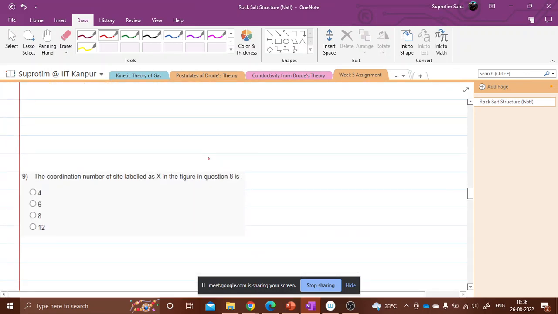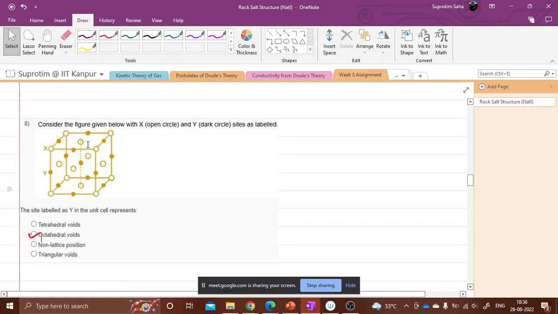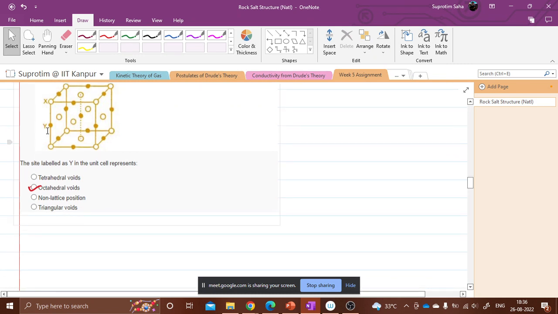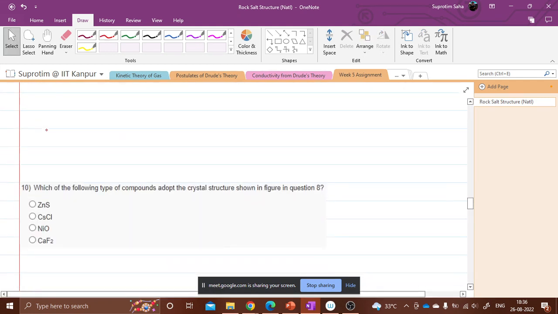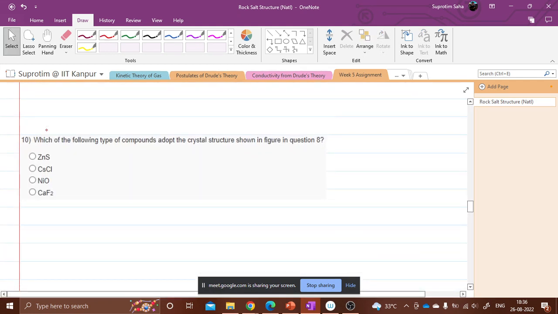The coordination number of the site labeled as X in the figure as in question 8 is... So this is basically your NaCl type of structure. Both are octahedrally coordinated, so the coordination number will be 6. Okay, so this is very simple. Which one of the following types of compounds adopts the crystal structure shown in the figure in question 8?